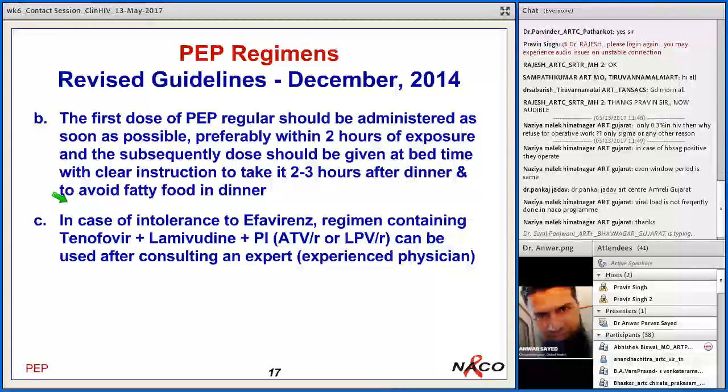So the effect of PEP, the protection with PEP, will be greatest if it is given within the first 2 hours of exposure. As time passes, its efficacy reduces. So the maximum time is within 72 hours of exposure, which is the recommended maximum time limit. The efficacy is best if given within 2 hours, and it can be given within 72 hours also.